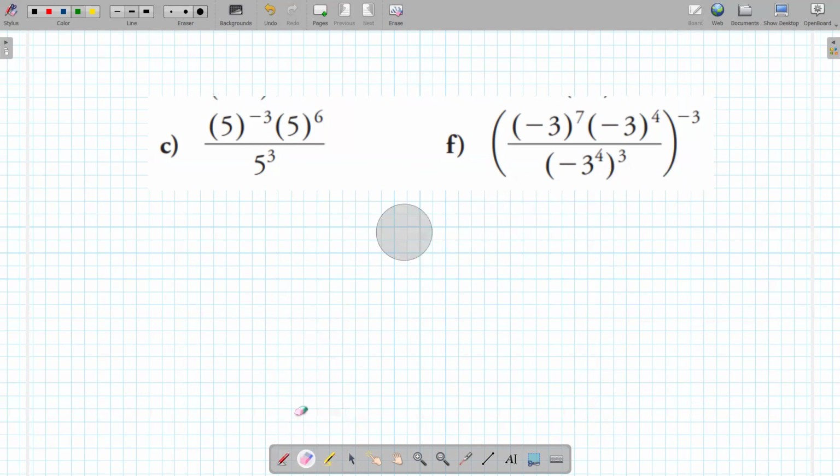C is a one-step answer. You get 5 to the 3 on top over 5 to the 3. What is this? It's 1. That's 1, yeah, and you're done.